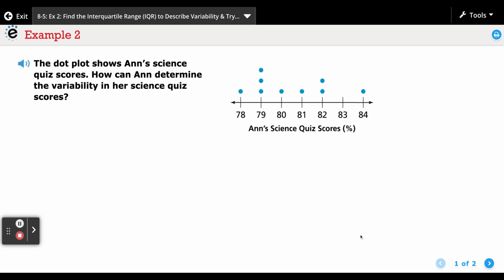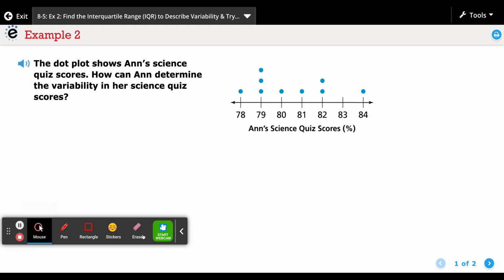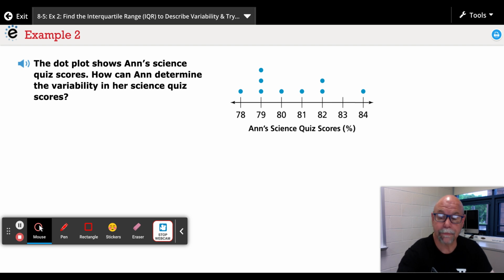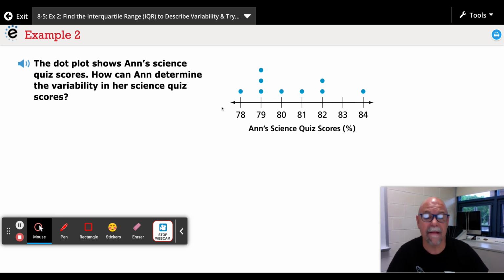So one thing that we can do is this interquartile range idea. First we're going to find all of the quartiles, and we talked a little bit about that. So we're going to use that idea, and then we're going to subtract Q3 minus Q1. So that'll kind of look like this. Here are her quiz scores, so I'm going to put them in order from least to greatest.